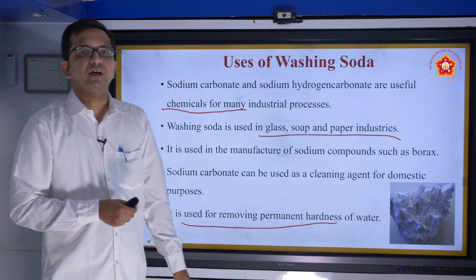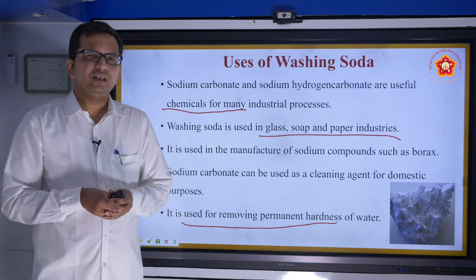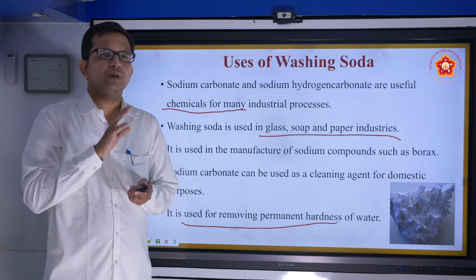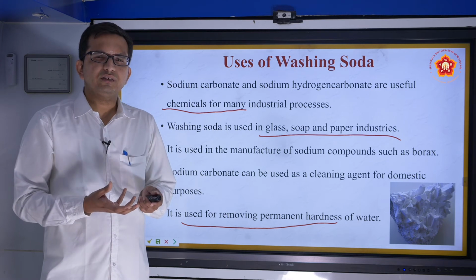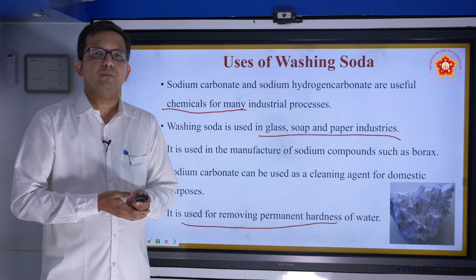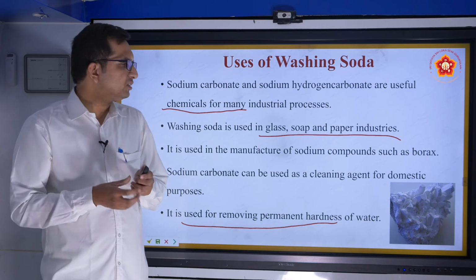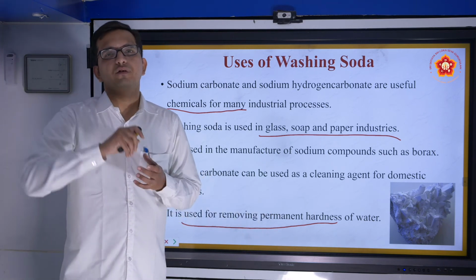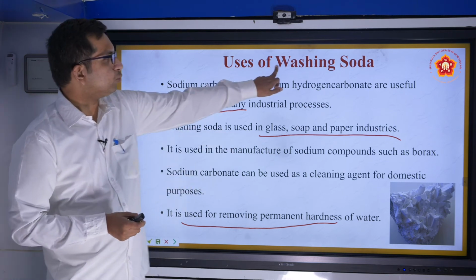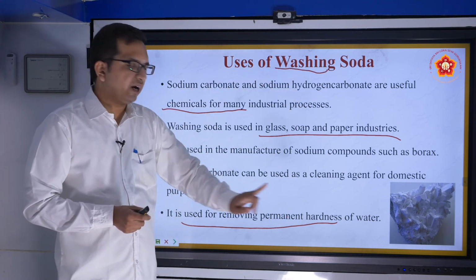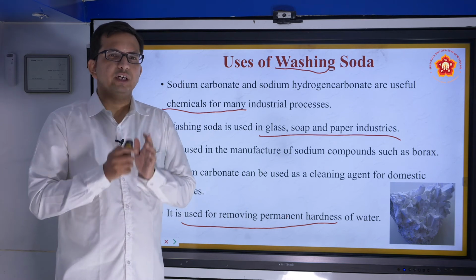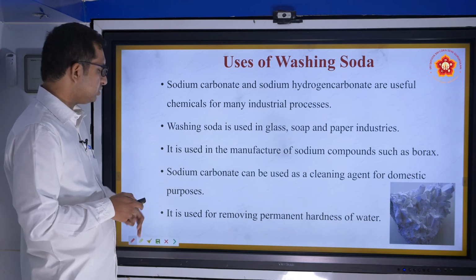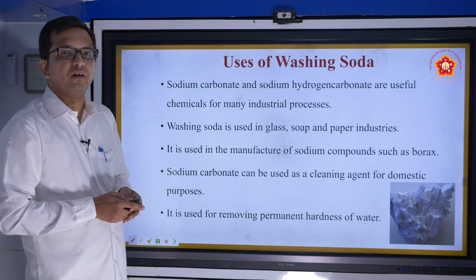Now what is this permanent hardness? Generally there are areas where the water is pretty hard. Especially when you start washing your clothes, you will realize that in some areas more water is required, because a lot of ions are present and it is difficult to wash the impurities out of the clothes. So if you use washing soda, it will decrease the hardness of water and therefore it will be easy for our usage. So this is how various uses of washing soda can be found.